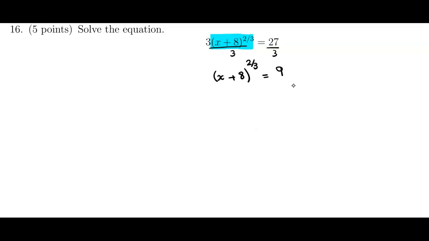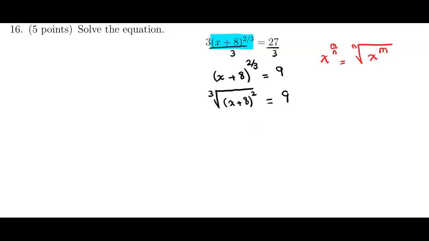Now, I'm going to use this formula: if I have x to the power m over n, this equals the nth root of x to the m. So I'm going to rewrite it in a more traditional way. This is going to be the cubic root of (x + 8) squared, equals 9. Keep the right side as it is.